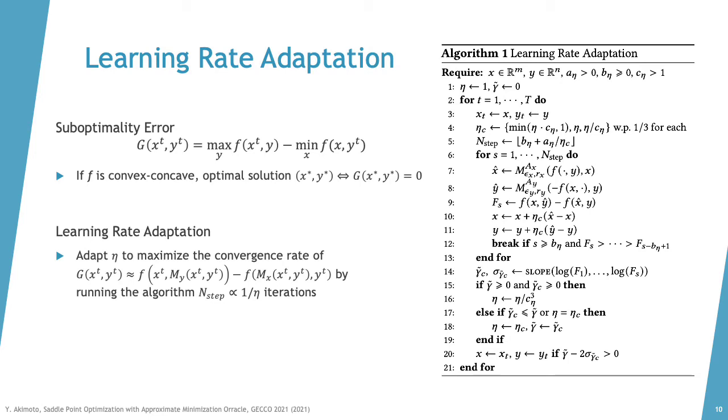The idea of our learning rate adaptation is as follows. We sample a candidate learning rate around the current estimate of the best learning rate, then run the algorithm for a while with the selected learning rate, and estimate the speed of decrease of the suboptimality error. If the estimated convergence rate is better than the previously tested learning rate, then update the estimate of the best learning rate.